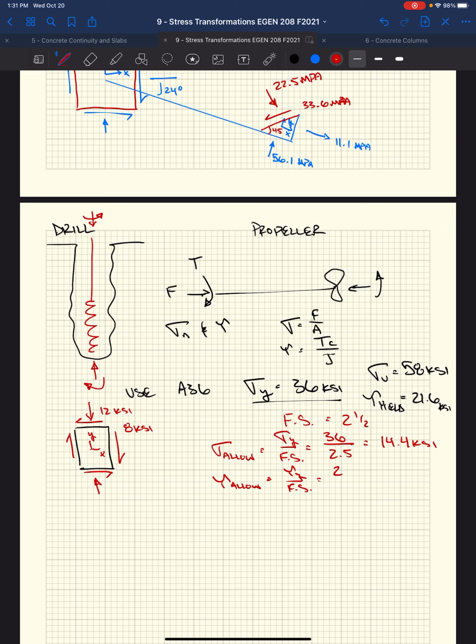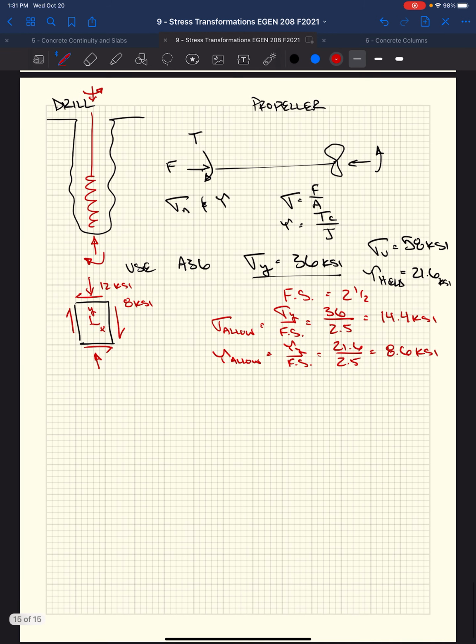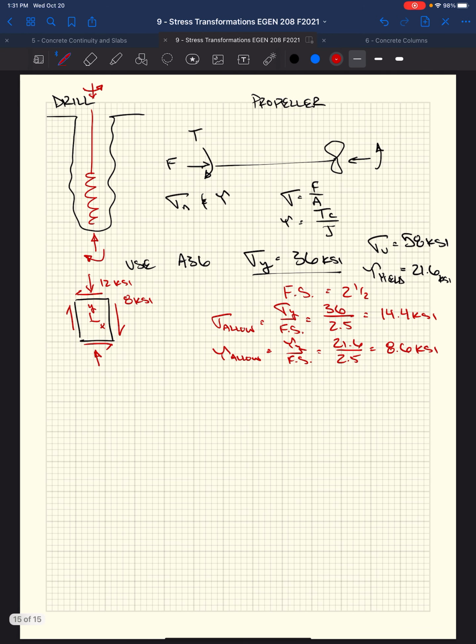Same with our yield. 21.6 was our yield shear stress. 21.6 divided by 2.5, well, that's 8.6 KSI. So we figure out our stress state, we figure out our allowable stresses, we figured out our stresses based on that initial stress state, and now we can relate them, right? So we say our normal stress is 12 KSI, we know that. Well, that's less than 14.4 KSI.